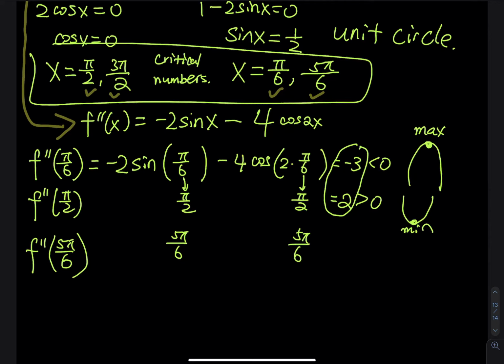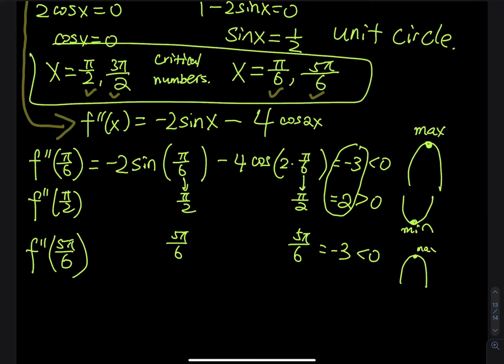Now, the question you want to ask is, can we just use a calculator to expedite this process? Absolutely yes. When you do this on your calculator, make sure you use radian mode. You hit the mode key and make sure the mode is in radian. Plug in 5 pi over 6, you will get a negative 3, which is less than 0, which is concave down, then we have a max.